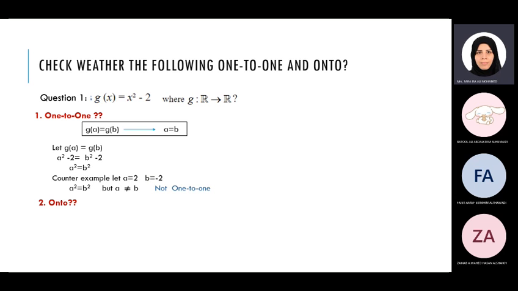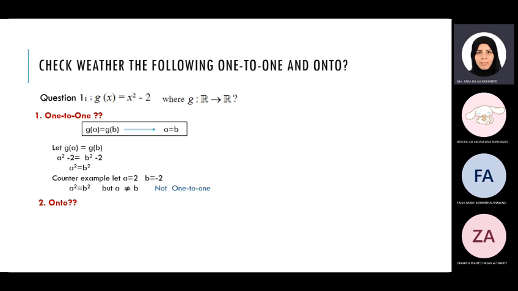If I put that GA is equal to GB and substitute A with A square minus 2 and B square minus 2 is the image of B, and remove the 2 from both sides by adding 2 to both sides, I will get that A square is equal to B square. Can we conclude from that that A is equal to B? No. Why? Because the square of 2 is equal to the square of minus 2. But 2 is not equal to minus 2. So it is not 1 to 1.